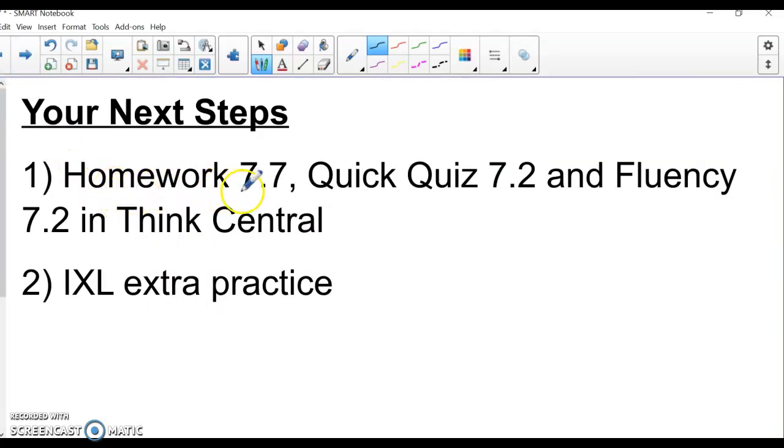So you're going to have homework 7.7 already assigned, and then Quick Quiz 7.2 and Fluency 7.2 in Think Central. These 2, you just need to do at some point this week, right? Try and get your homework done today, but the Quick Quiz is 5 questions, so you can probably get that done today too, and you know Fluency is 15 multiple choice addition and subtraction problems. And so at some point, try and get those done this week. And then there's some IXL practice for you on grade level and above and below as well, practicing with some more fraction work.